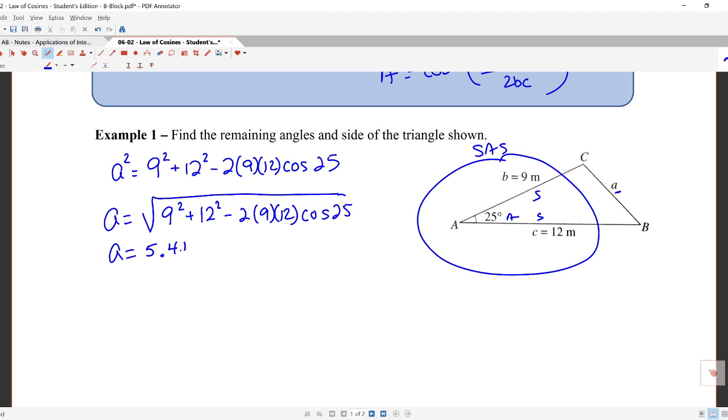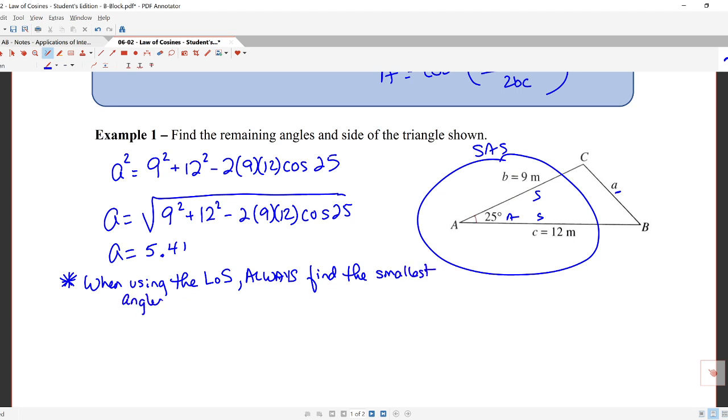What we need to do from here is find the angles. Now there is an asterisk here: when using the law of sines, if you have a choice, always find the smallest angles first. This is because, as you'll see in just a minute, if we start off finding angle C, which by the way is the largest, a is the smallest side at 5.41, b is the middle side, c is the longest side, therefore C is the largest angle.